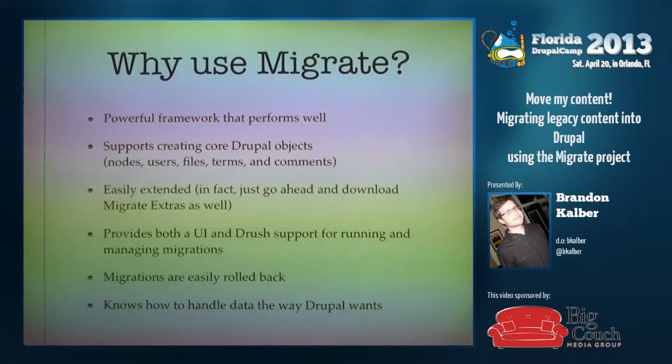Migrations are easily rolled back. So say you import 1,000 blog articles, you realize you made a mistake or something was just wrong, or who knows what the reason is. Migrate actually lets you roll back a migration. When it's rolled back, all the records that were just imported are deleted. So you can just fix whatever you need to fix, re-import, no harm done.